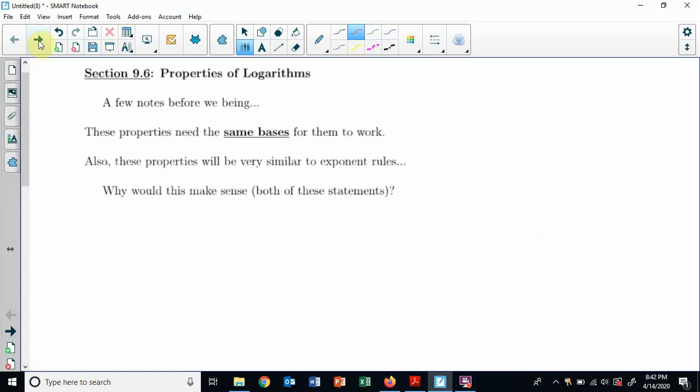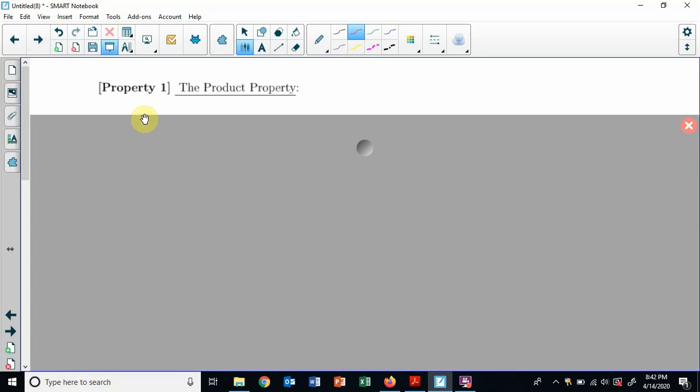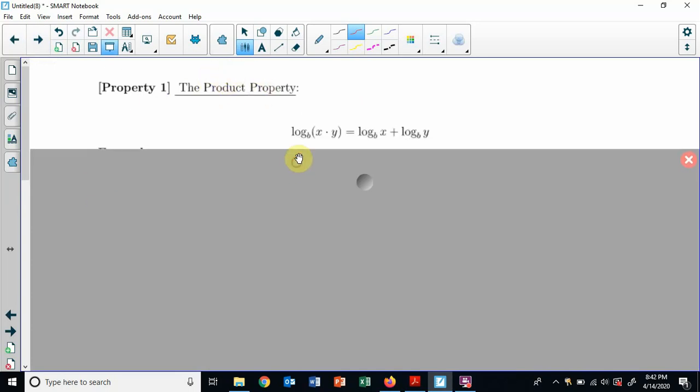So let's dive into our first property. Our first property is the product property. Okay, and here it is. Notice there's no numbers here, it's all letters. But here's what it says. And this can go either way. You can break it apart and go that direction with it, or you can put it back together and go that direction.